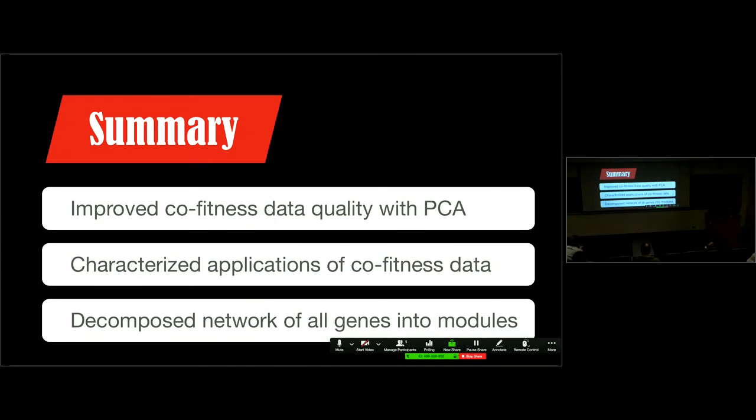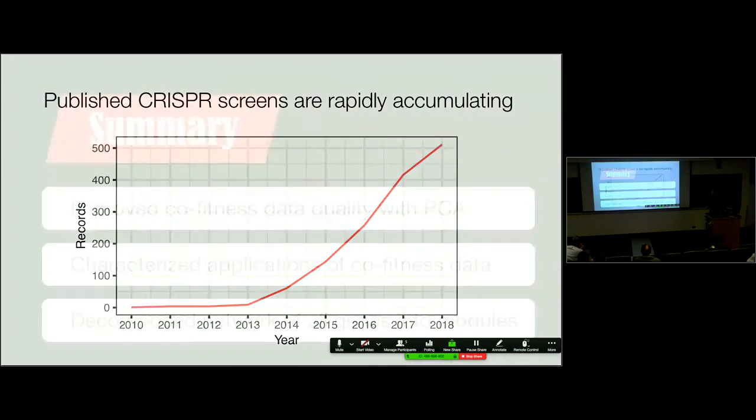All right, so to summarize, I think I've shown you that I have a new method for improving co-fitness data quality using PCA. I've shown some applications of co-fitness data. It's broadly enriched across many gene ontology categories, best for protein-protein interactions, and I've given you some ideas for how to decompose large, complex networks into gene modules.